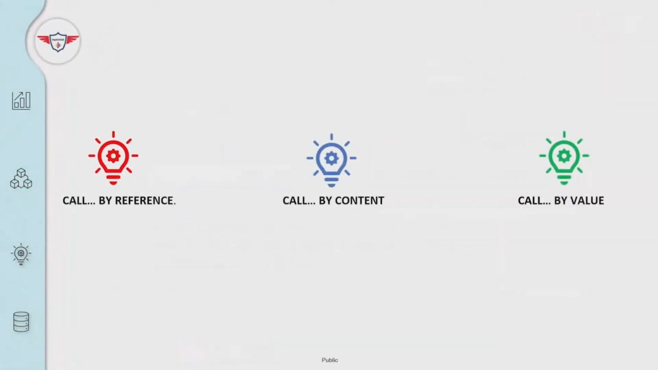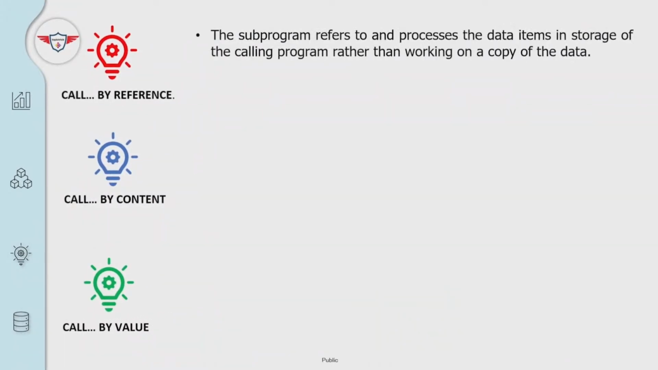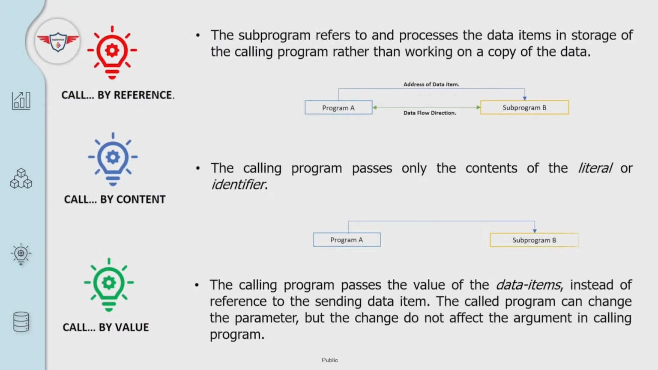So the first one is call by reference. When the data is passed by reference, the address of the data item is supplied to the called subprogram. So any change made to the data item in the subprogram is also made to the data item in the main program, because both items refer to the same memory location. If you look at the flow diagram, program A, which is the main program, is calling the subprogram, that is program B, and it is passing the address of the data item. Therefore, program A and program B are accessing the same memory location.